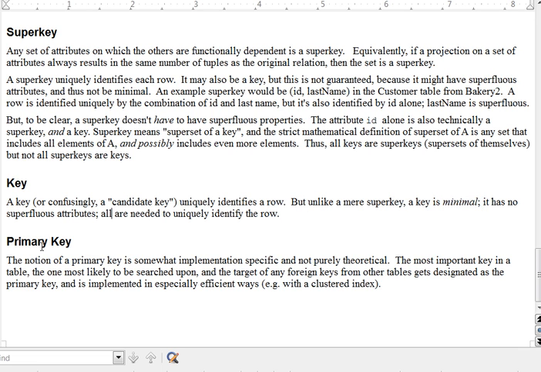And then primary key. The notion of a primary key is somewhat implementation specific, and it's not purely theoretical. The most important key in a table, the one most likely to be searched upon, and the target of any foreign keys from other tables, gets designated as the primary key and is implemented in especially efficient ways, for instance with a clustered index, as we've discussed earlier. But that is a practical distinction, not a theoretical one.